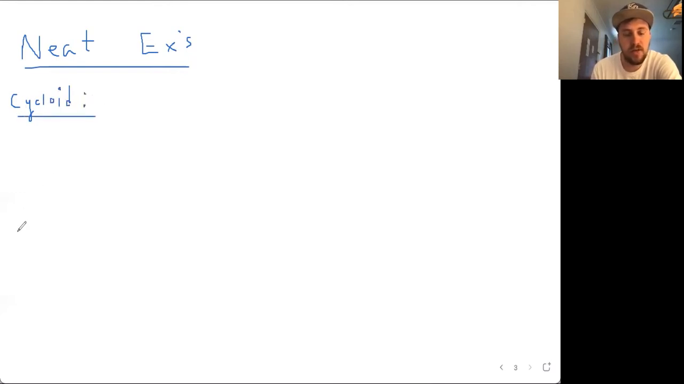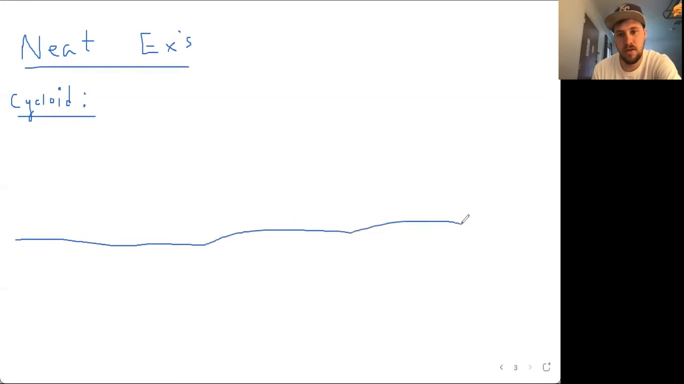So let's imagine that we have a flat surface, and with my drawing, you're really gonna have to use your imagination. Let's try to make that a little better. I made it worse. Okay, you get the idea. So we have a flat surface, and let's say we have a wheel or a circle, and let's say this is a circle of radius a here.